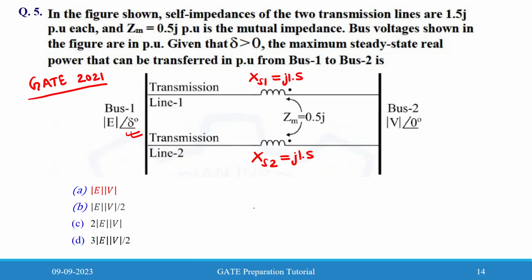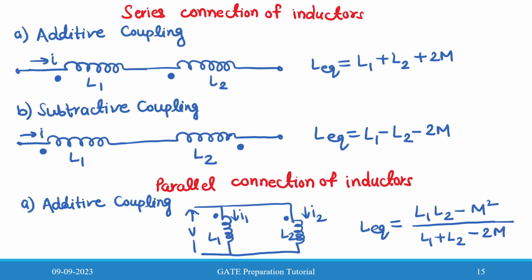For solving this problem, first you need to find the equivalent reactance. Once you find the equivalent reactance, then you can apply the maximum steady state real power. As we can see, these are parallel inductors connected with additive polarity. So you need to remember the expressions for additive polarity and subtractive polarity. I have noted them down here.